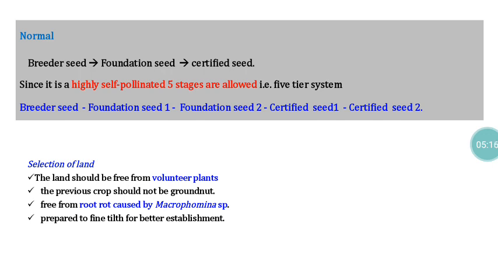Regarding land selection, the selected land should be free from volunteer plants. If any volunteer plants are there, that won't cause any problem with reference to genetic purity aspects, but that will be a physical contaminant. Anyhow, we have to eliminate that problem also.